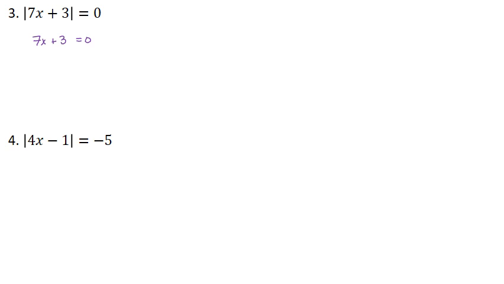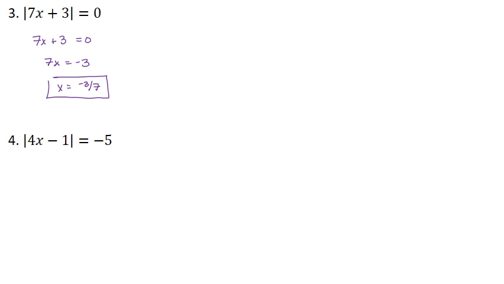is solve the initial equation. All right, because remember, there is no negative 0. So just solve this one equation. Subtract the 3 over. 7x equals negative 3. And then dividing by 7, you get a solution of x equals negative 3/7.